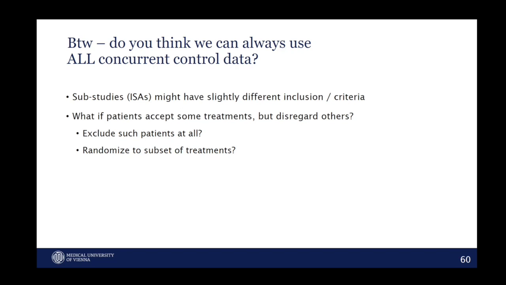And by the way, do you think that we can always use all concurrent control data? Because in the beginning I said the sub-studies might have slightly different inclusion and exclusion criteria. Would you use control data which wouldn't exactly fit the sub-study concerned? And in platform trials, you might give the patients the choice to decide which treatments they want to be randomized to. Again, if a patient is only randomized to a subset of treatments, would you then use all concurrent control data? Because this might include control data of patients who could not be randomized to the treatment group of interest. So even for the concurrent control data, a principle would be that you can only use the control data of patients who in principle could have been randomized to the treatment group of interest.